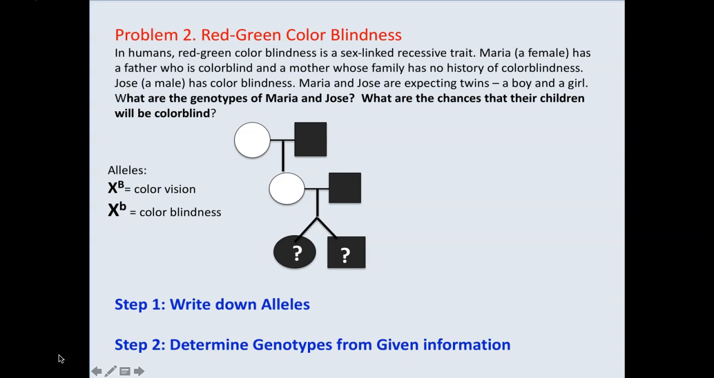So again, I write down the alleles of what I know, and then I draw the pedigree to help me figure out the genotypes of every person. So I would go through and write out Maria, Jose, and then put in Maria's mother and Maria's father, and then fill in the alleles, as many as I could.